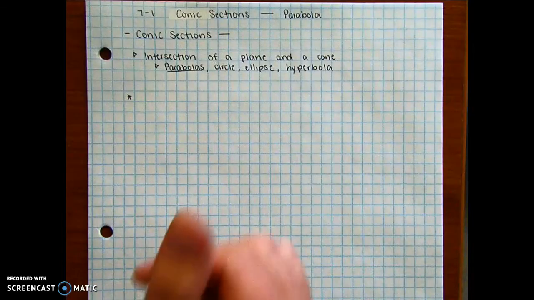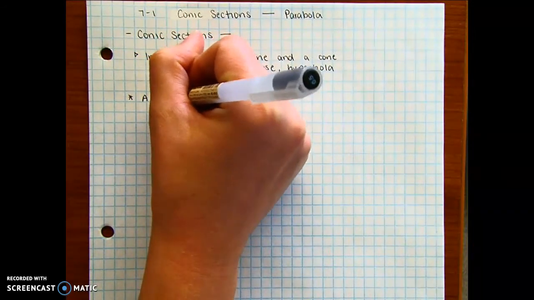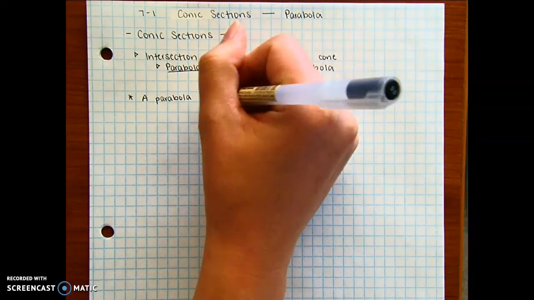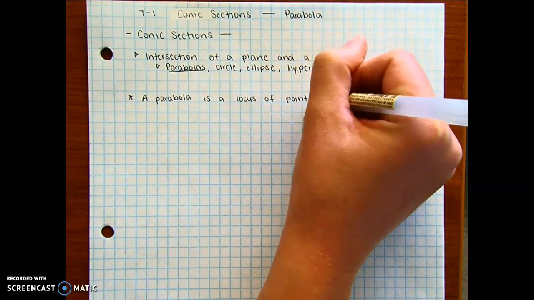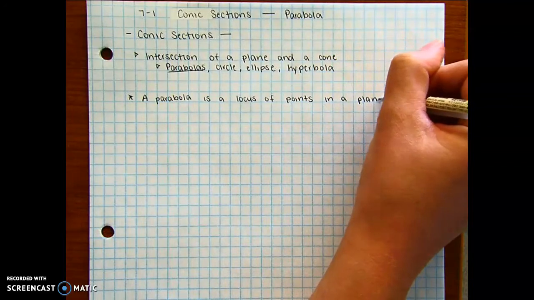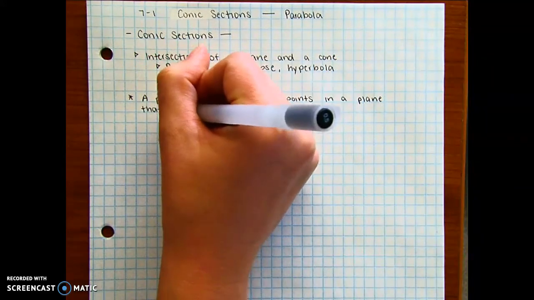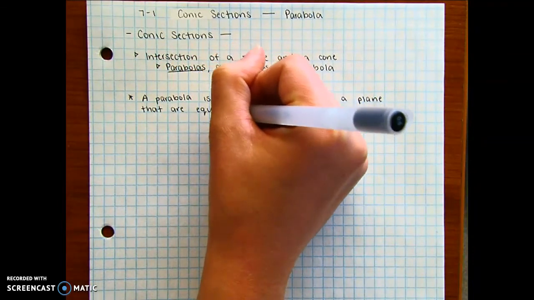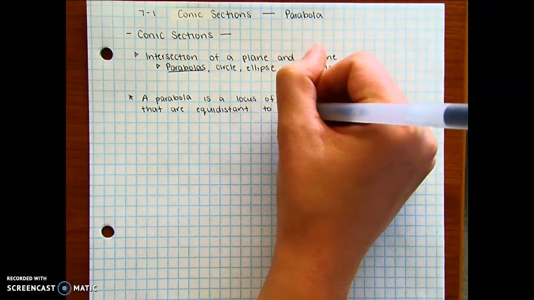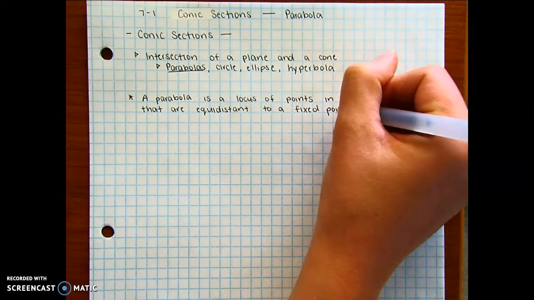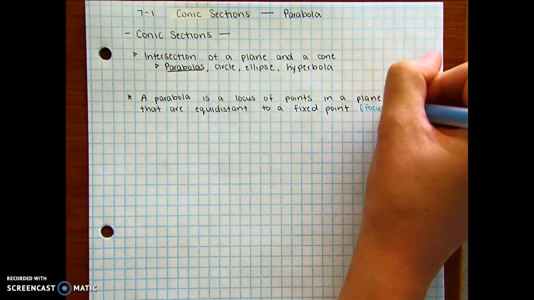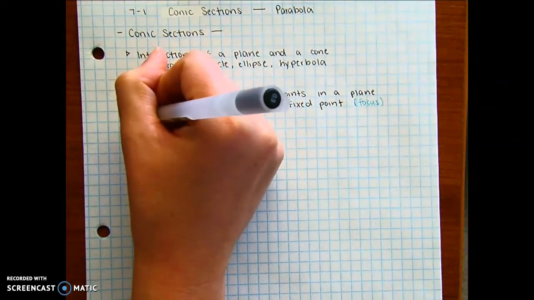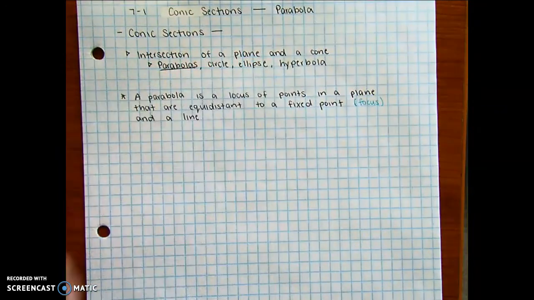Now, let's start with the definition of a parabola, which is going to be a locus of points in a plane that are equidistant to a fixed point, which we call the focus, point, and a line that we call the directrix.